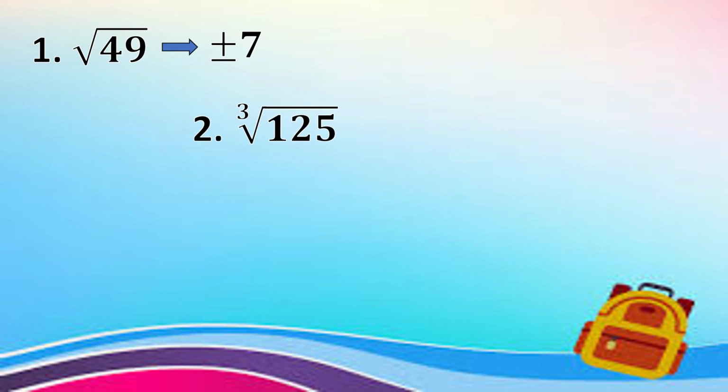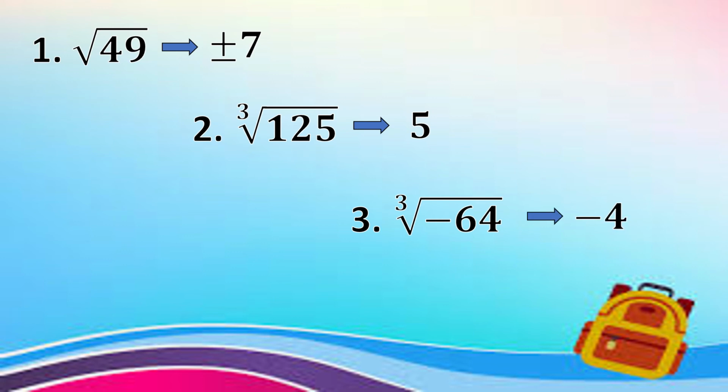Number 2, cube root of 125. That is 5. 5 times 5 is 25, times 5 is 125. Number 3, cube root of negative 64. That is negative 4. Negative 4 times negative 4 is positive 16, times negative 4 is equal to negative 64.